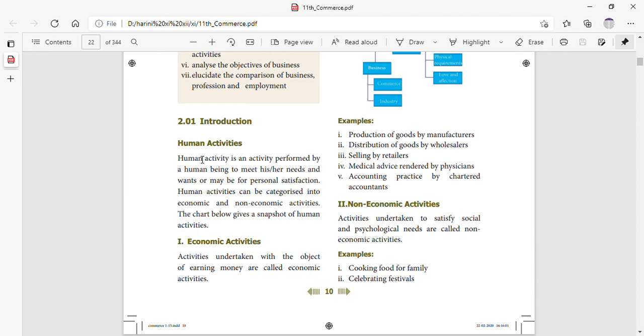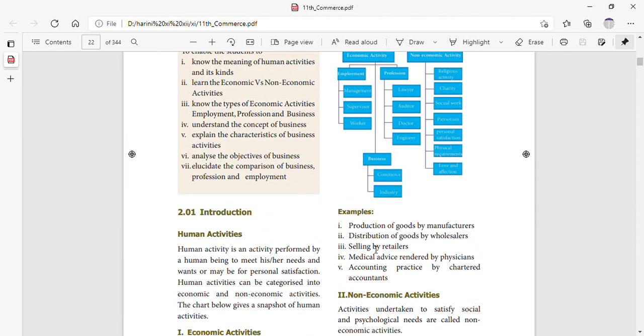So see what are the examples. Production of goods. So Mary Biscuit Company is producing biscuits. So that is the product. So they are selling it for a price. So again that activity is called an economic activity. Selling by retailers. ஒரு சின்ன கடையில் வந்து ஒரு பொருளை விற்கிறாங்க. Yes, they have money on it. So it is an economic activity.